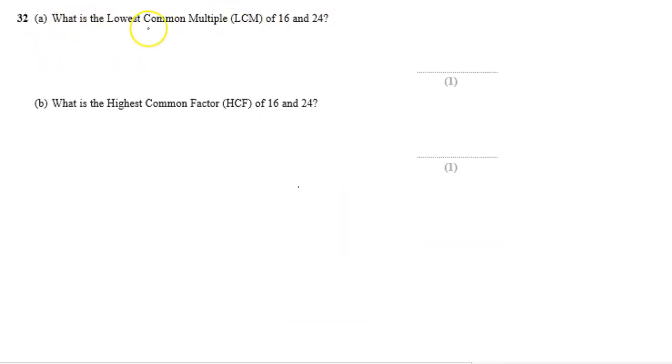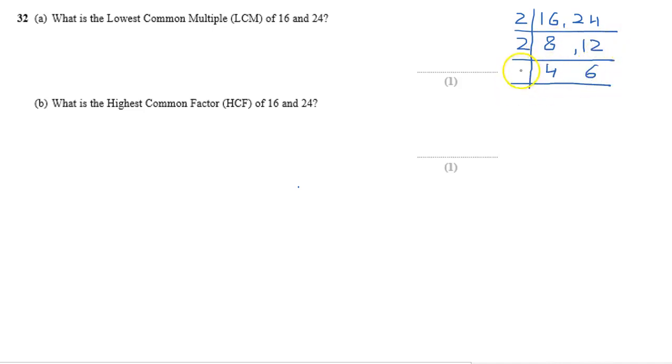Find the LCM of 16 and 24. The common method is this. We divide it by 2. So 8 times 2 is 16 and 12 times 2 is 24. Again we divide it by 2. 8 divided by 2 is 4, 12 divided by 2 is 6. Again we divide it by 2. 2 multiply 2 is 4 and 2 multiply 3 is 6. Now there is not any common number.